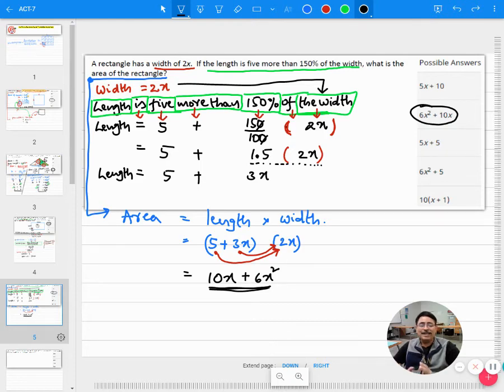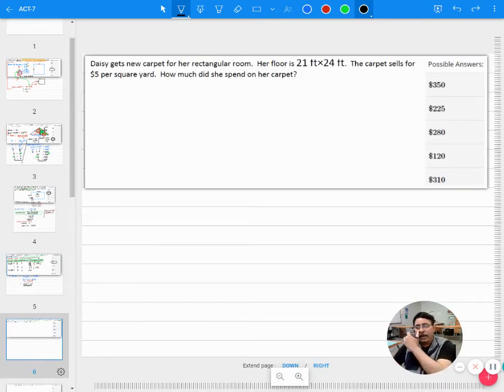Well, so 10x plus 6x square we got, and in the given option 6x square plus 10x, these two are one and the same. Questions on this please, really quick. Okay, let's go to the next one.